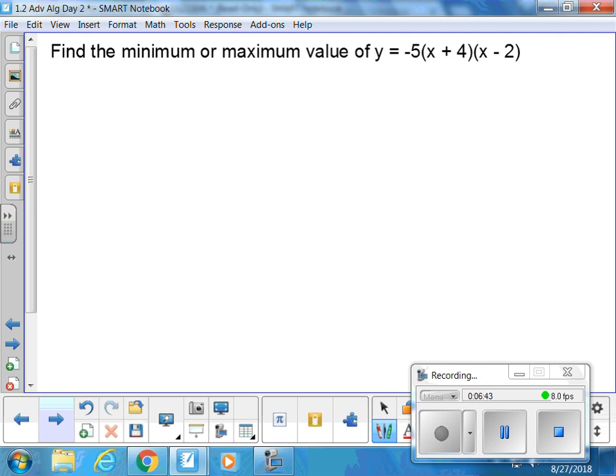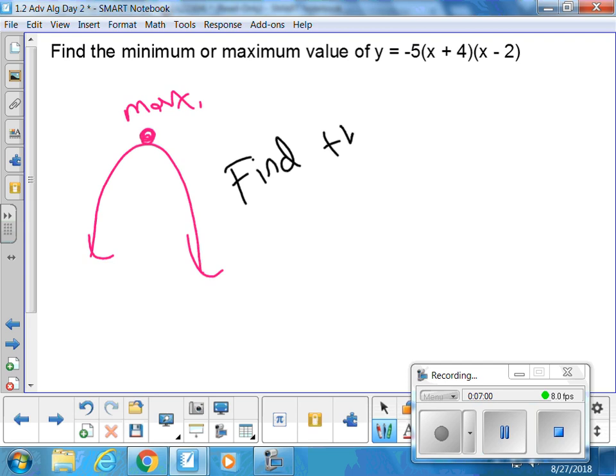First of all, show me with your arms which way this parabola is going. Opening down because of the -5 out front, which means that this has a maximum. But how would we find that maximum? Find the vertex. Very good. So go ahead. This is your graduation problem. Go ahead and find the vertex of this equation. So just a hint, you will need to use that vertex formula that you learned today.